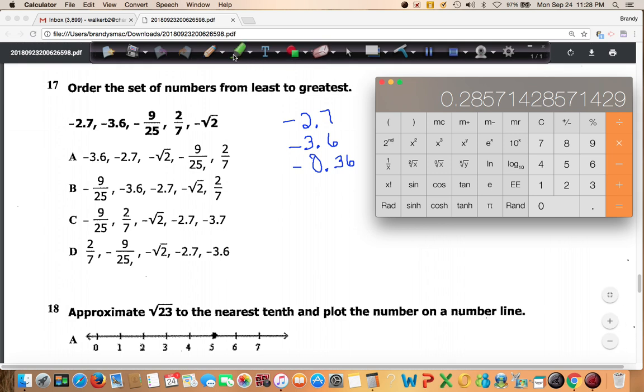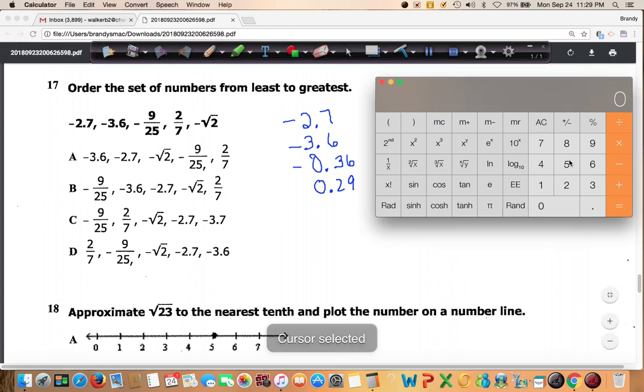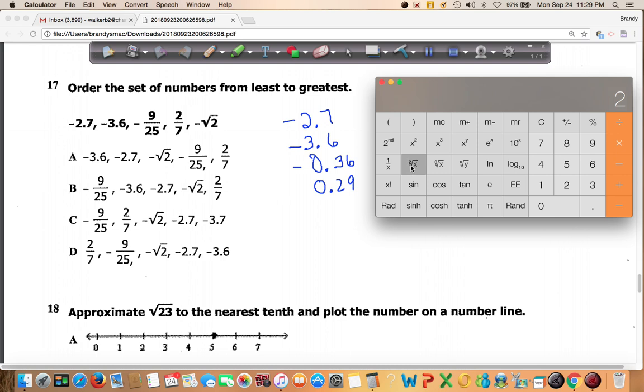All right, so I'm going to approximate with this one. No need to write all those numbers. It's a positive fraction. And I'm going to round to 29 because, you know, the 5 makes the 8 into a 9. And then the negative square root of 2. So again, square root of 2 first and then hit the negative sign. Now this is not a repeating decimal, so this is irrational.